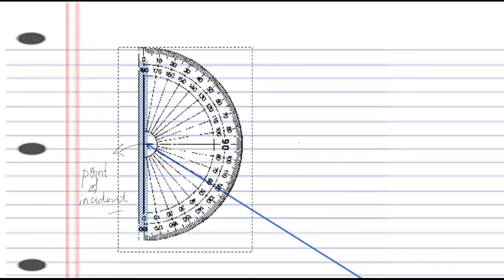Since we know that this is the point of incidence, now you have to keep a protractor right on this point in such a way that the 0 mark will coincide with the plane of the mirror. You have to make sure that this exactly will be here. Now this is the 90-degree mark, and your normal will come this way. And how much is the angle here? You have to see. So it is 10, 20 and 30.